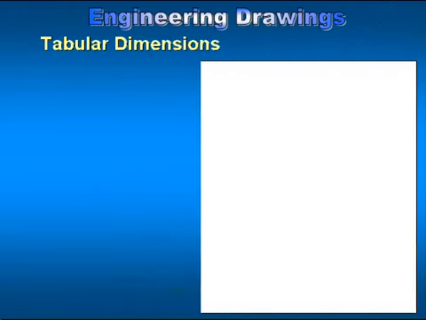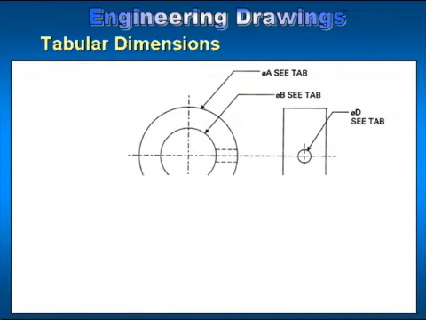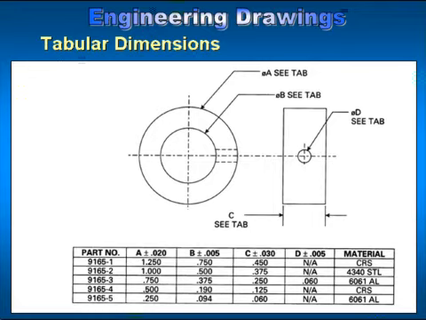Tabular dimensions. There are times when several similar parts are made with only slight differences. An example of this is when several washers are produced and the only difference is the inside diameter of the washer. The washers usually have the same basic part number but have a different dash number to identify them. When this is done, tabular dimensioning can be used effectively to save time in preparing a different drawing for each washer, as shown in the drawing on your slide.